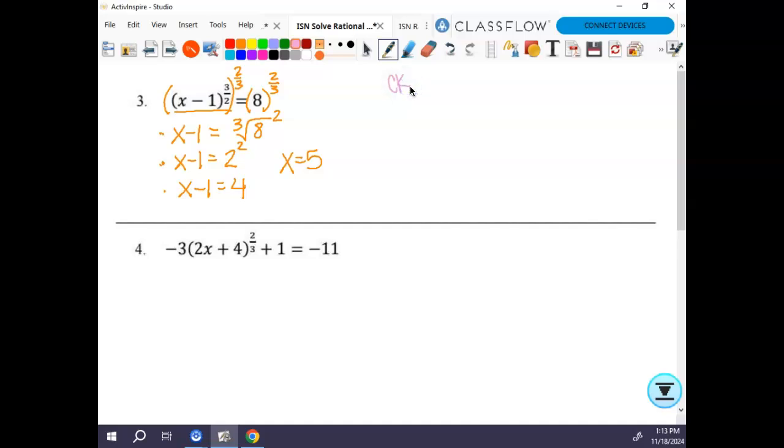So I do 5 minus 1 to the 3/2 power equals 8. Okay, so 5 minus 1 is 4. So this is really the square root of 4 cubed equals 8. Well, the square root of 4 is 2. 2 cubed is 8. So we get 8 equals 8. That is a true statement. Therefore, that works.